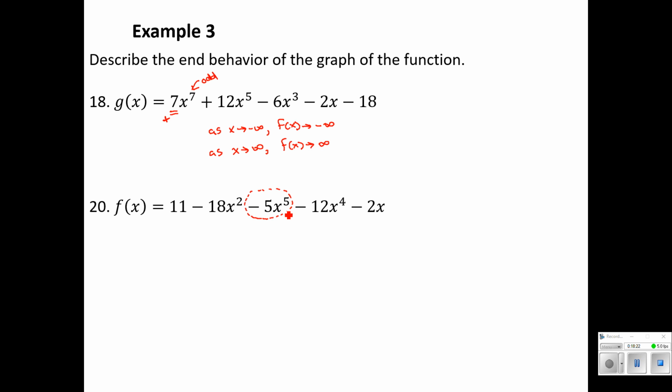In this case, that term with the highest exponent is this negative 5x to the 5th. My leading coefficient here is a negative 5, and that power that is on that term is a fifth power, an odd power. So it is falling to the right and rising to the left. Okay, let's put that into math speech. As x is going to the left, then that function is rising. And as x is going to the right, that function is falling.